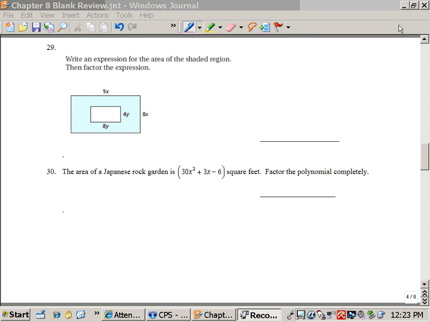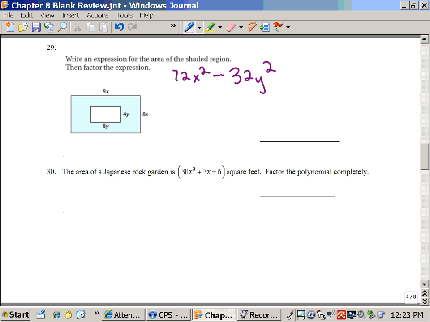All right, number 29 is basically the same thing, but now we have a rectangle. So I need to find the area of the large rectangle, which is going to be 72x squared. The area of the smaller rectangle is 32y squared. I need to subtract these.